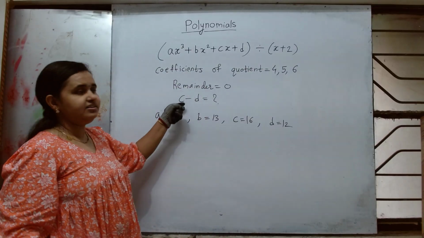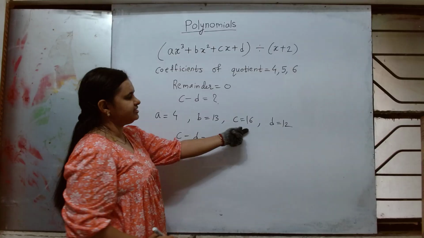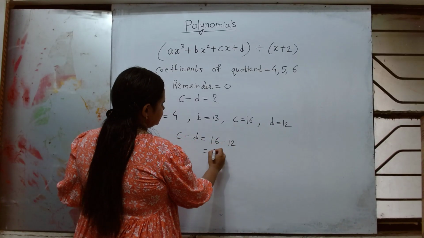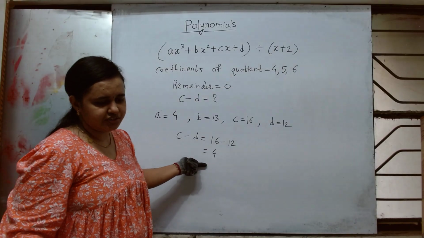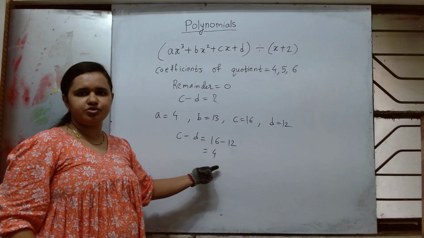Now we have to find c minus d. C minus d is, c is 16 and d is 12. So 16 minus 12, it is 4. Okay. So the answer for this question is 16 minus 12 is 4. C minus d is equals to 4.